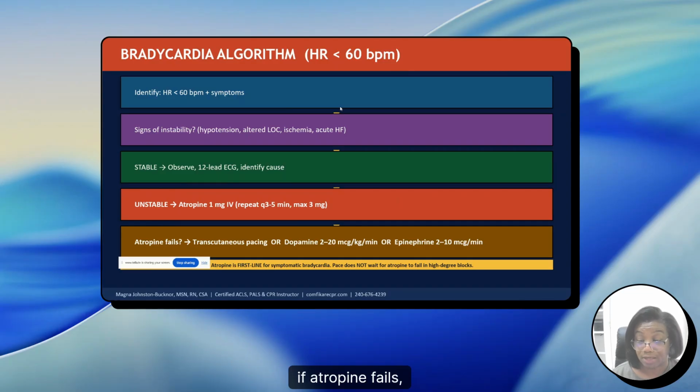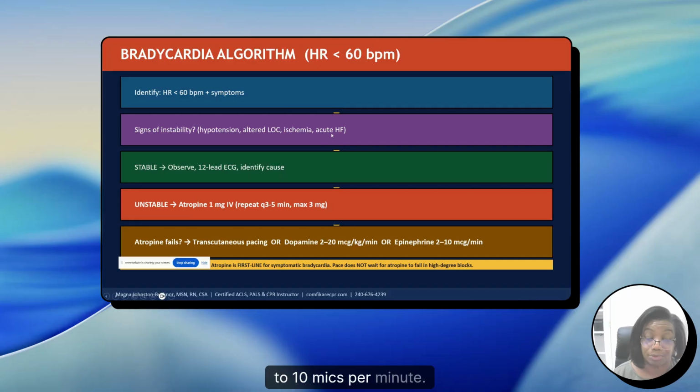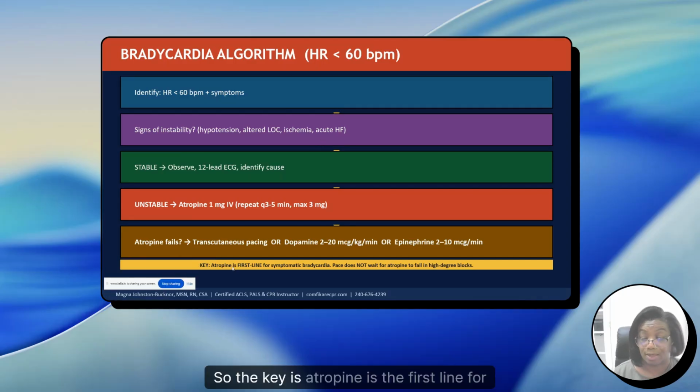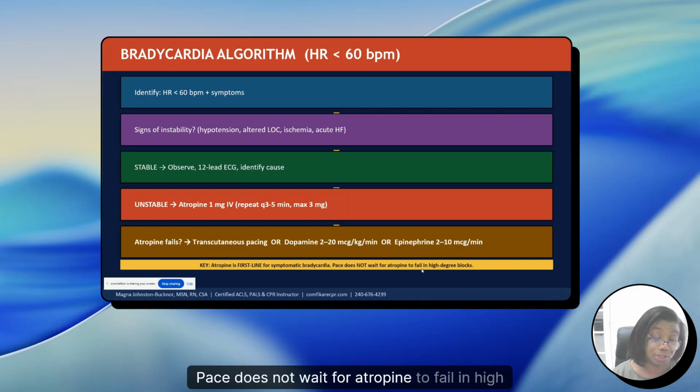If atropine fails, you can do transcutaneous pacing, or dopamine 2 to 20 mics per kg per minute, or epinephrine 2 to 10 mics per minute. The key is that atropine is the first line for symptomatic bradycardia. Pace; do not wait for atropine to fail in high-degree blocks.